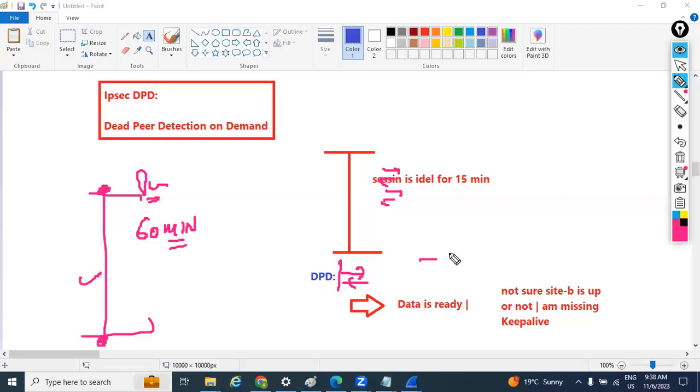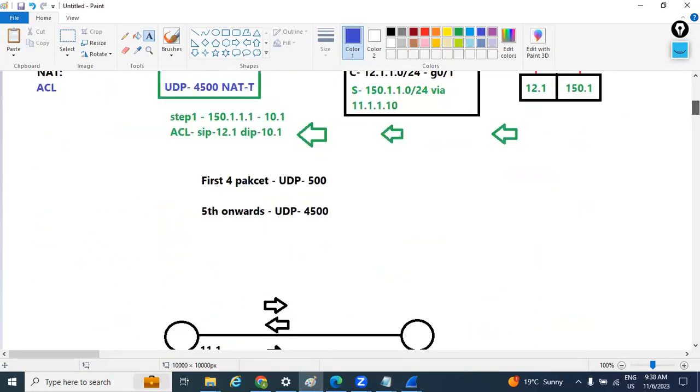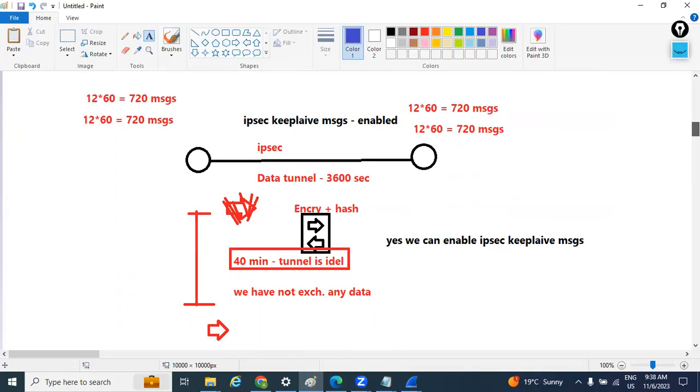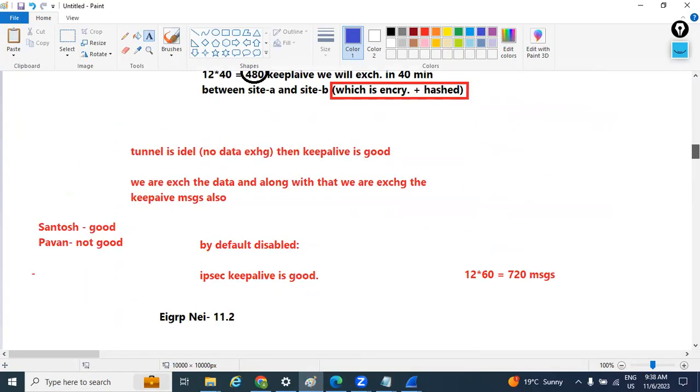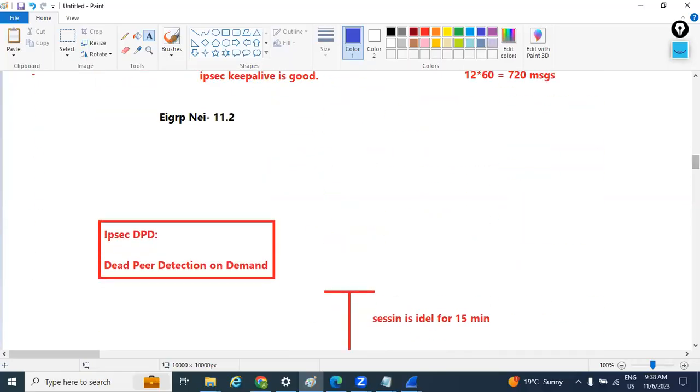We have some timer concept in this. Let's consider the session is idle for 15 minutes. What is the timer for how long the session would be idle, and after that only we would send the DPD? Those kinds of concepts we will discuss tomorrow. So today's intention was: what is IPsec, what is NAT-T, then the concept of keep alive. Is it good or bad? It has both scenarios. What is the solution? DPD is the solution. About DPD again, we will discuss tomorrow in depth, and we'll see the practicals.